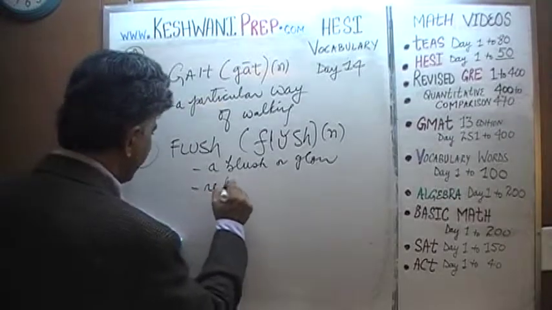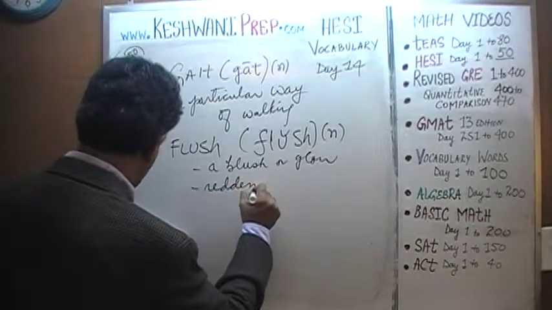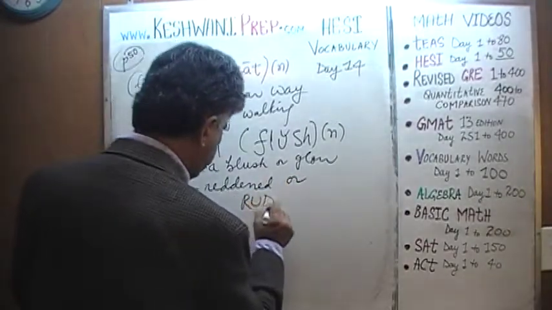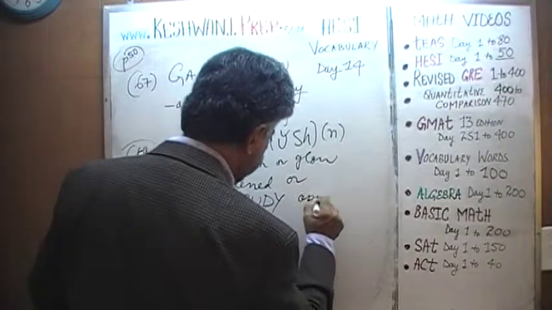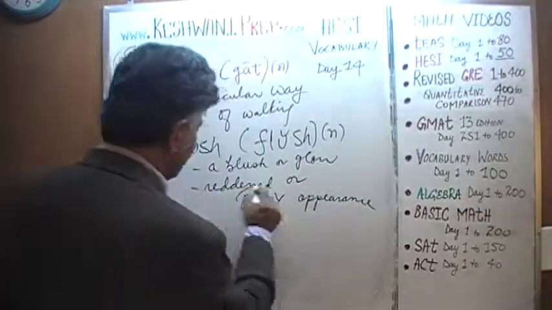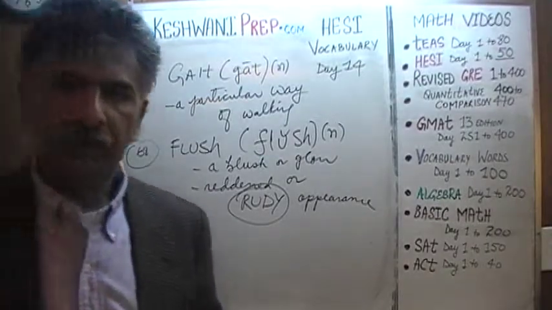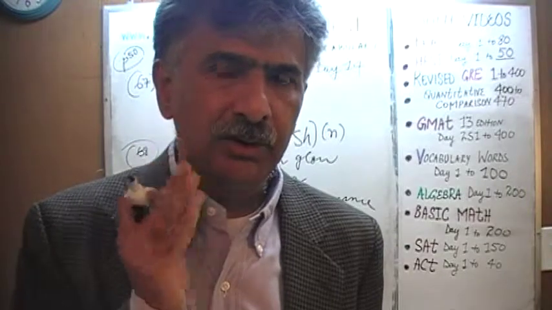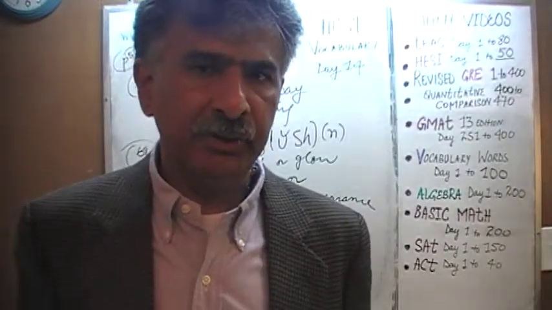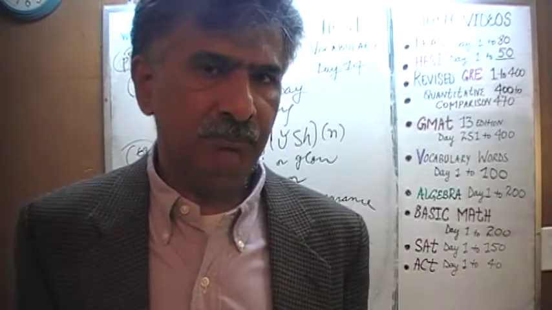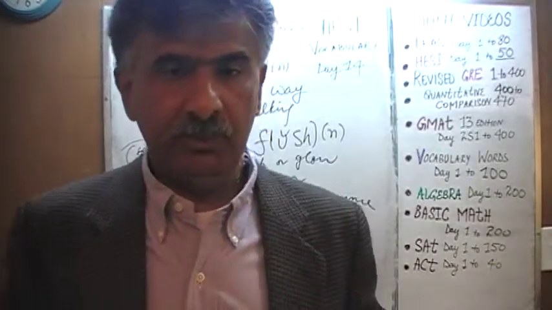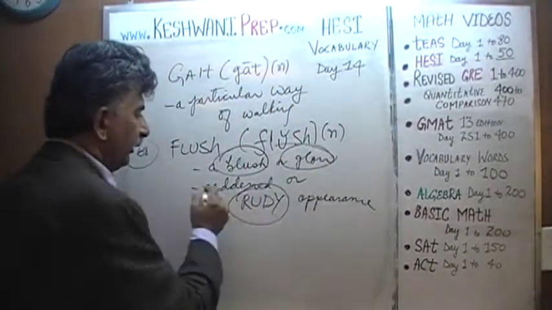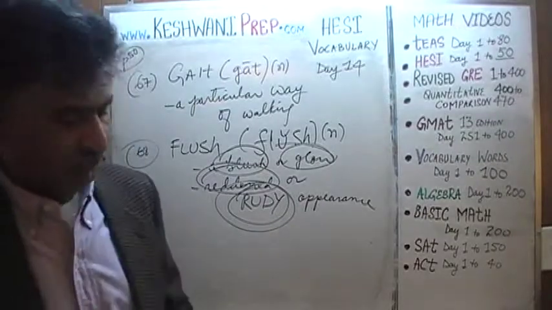It means to be reddened. It means to have a reddened or ruddy appearance. So if your cheeks, your face have a reddish, pinkish hue to them, and you look healthy and you look fine, you're flushing. You have a glow to your face. You have a blush to your face. You're reddened, or you have a ruddy appearance. That's the noun.